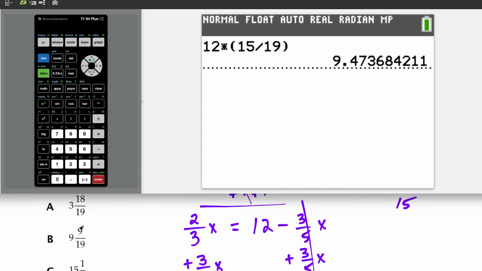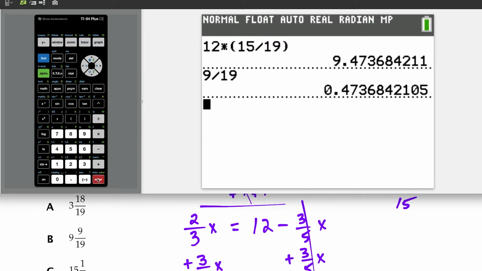And if you just want to double check to see if the decimal after the 9 matches, just type in 9 divided by 19. And this will tell you here. You see how we have 4736, 842, 105. So this matches what we have above. So choice B is looking good.